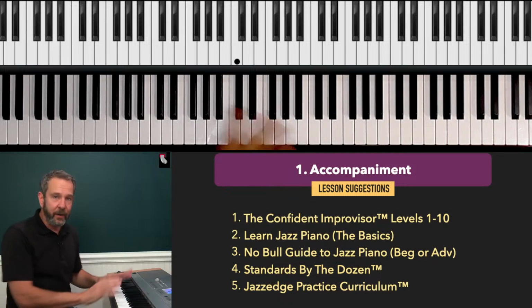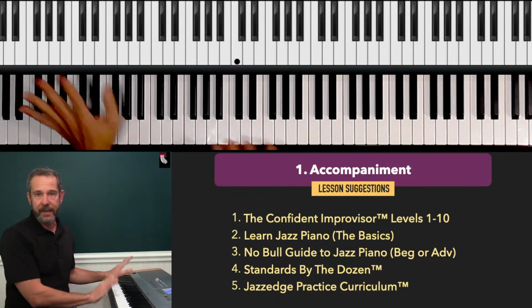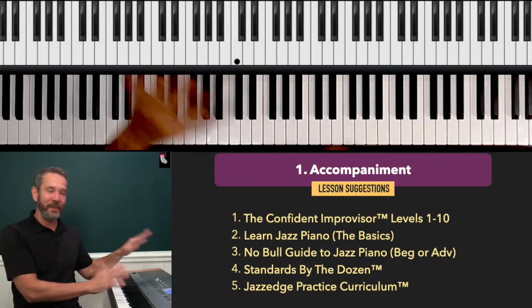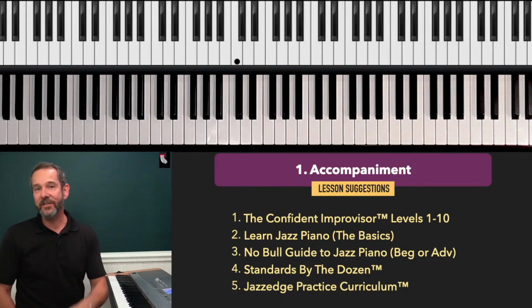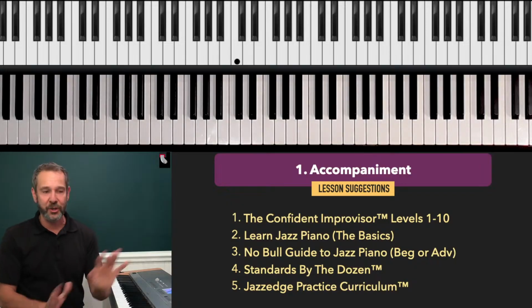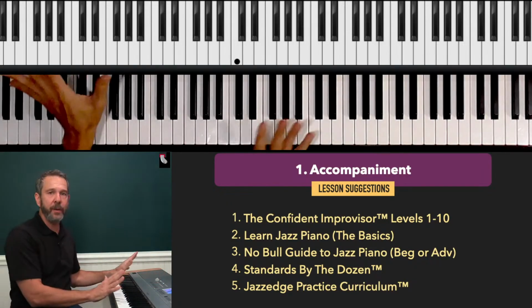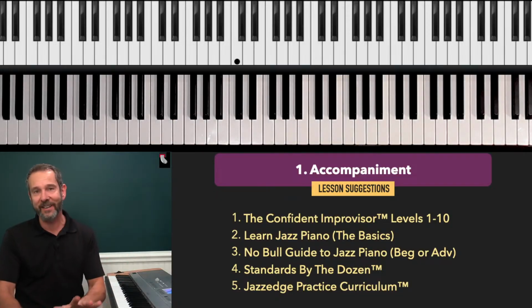Don't get scared off. I know I'm playing faster. We're just doing that for time's sake, right? So you don't have to play that fast. All of this is broken down, nice and slow, step by step, with sheet music and all of that for you. So if you're watching this and thinking, oh, he's just showing off, no. It's just for time's sake, okay?